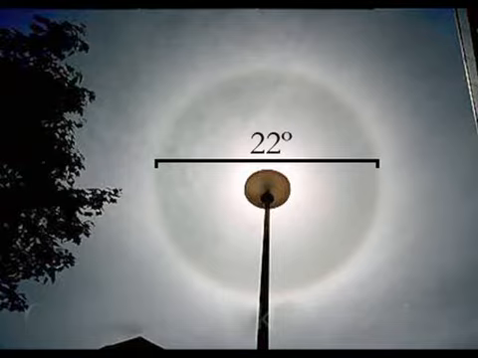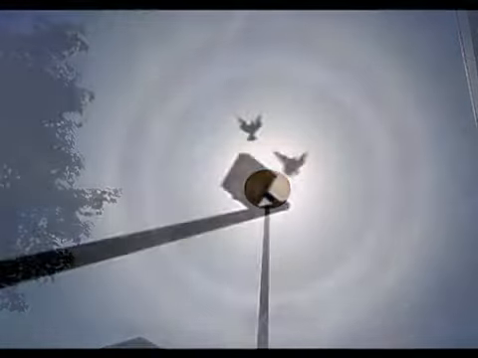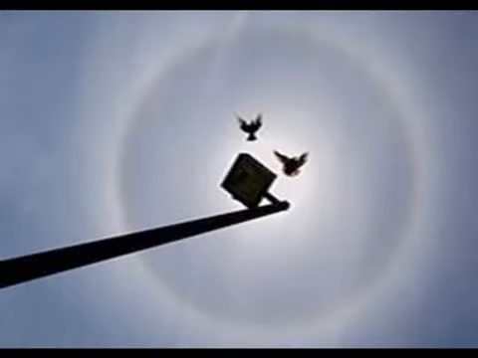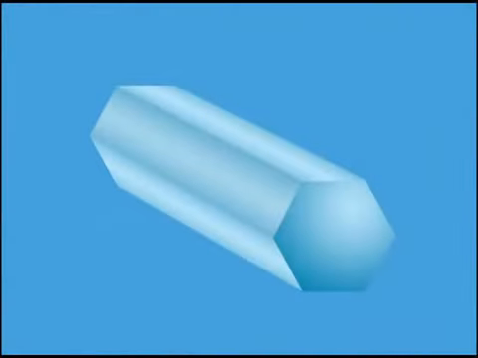It's good to obstruct the sun with an obstacle because then it's not as bright and you can see these faint things better. Here's another halo surrounding an obstructed sun, and the birds aren't necessary to see the phenomenon, it's just they happen to be there. So how is this produced? Well, you've got these hexagonal ice crystals, and they're shaped sort of like a pencil.